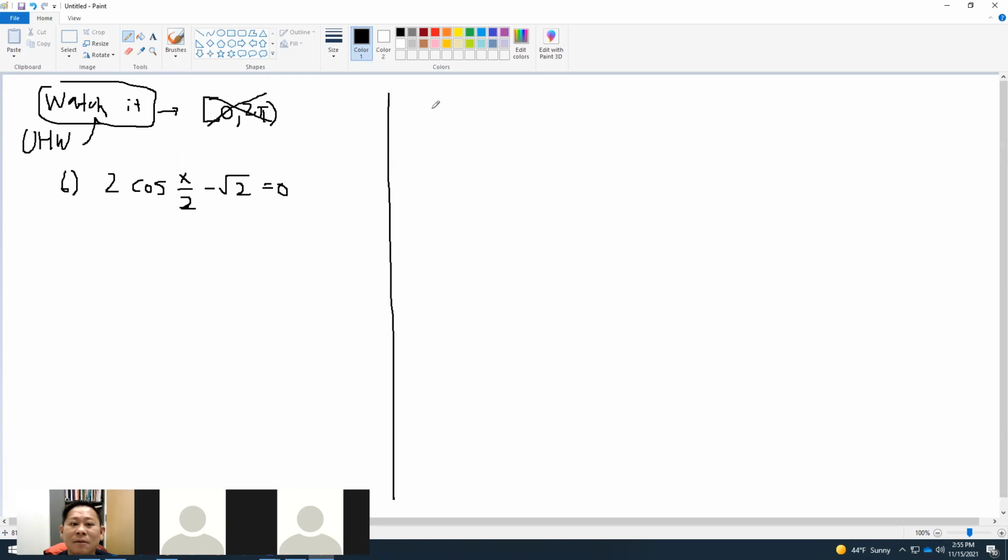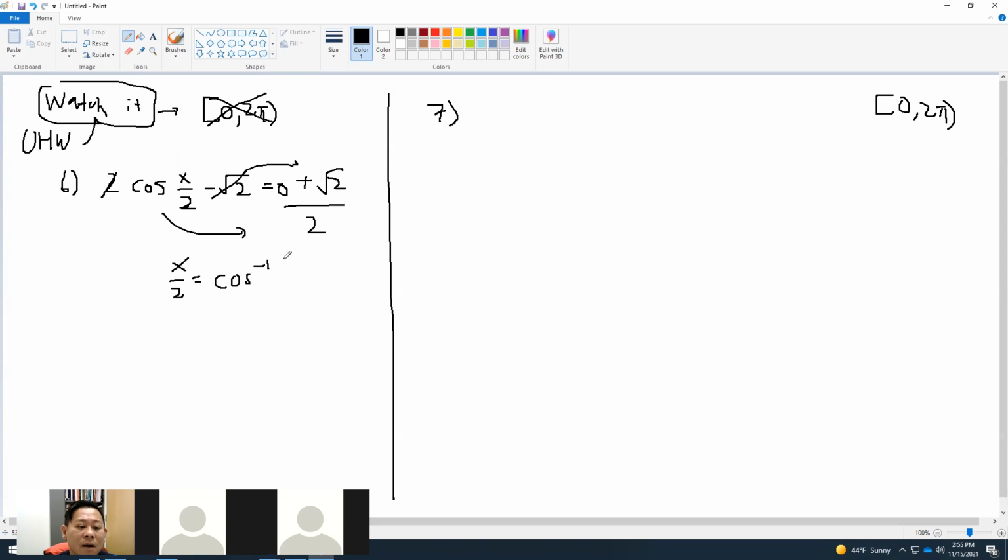All right, and does anyone know how to do question number 6? What should we do first? You add √2 and divide by 2. And you do the arc on the other side. Yep, so you do the arc cosine of it. So you move the cosine, it becomes arc cosine. This you get √2 over 2, right?